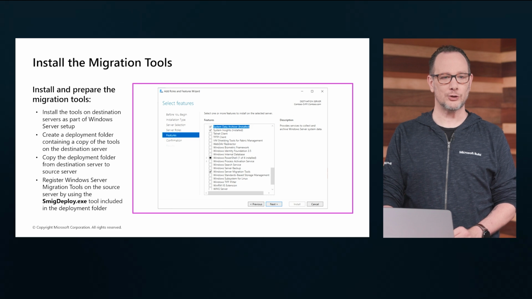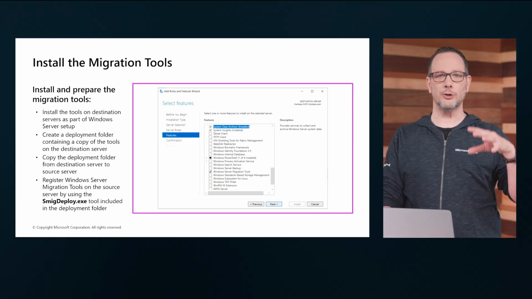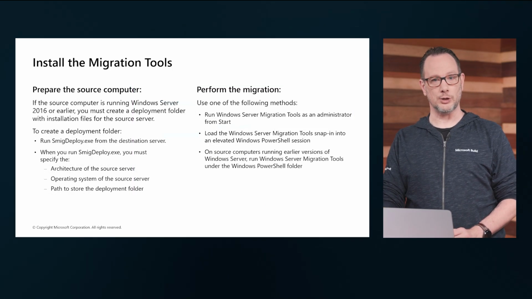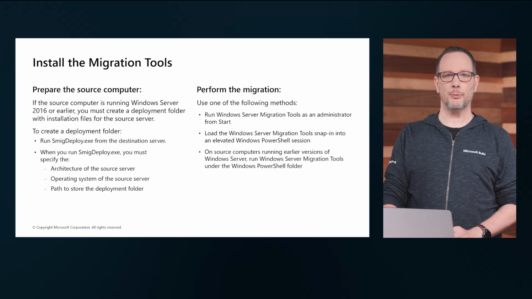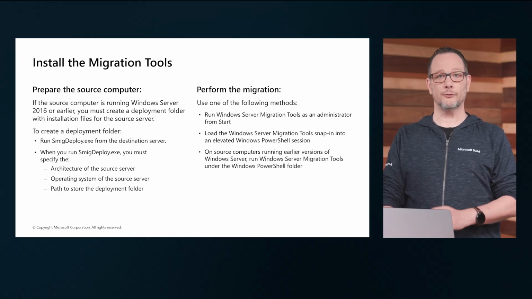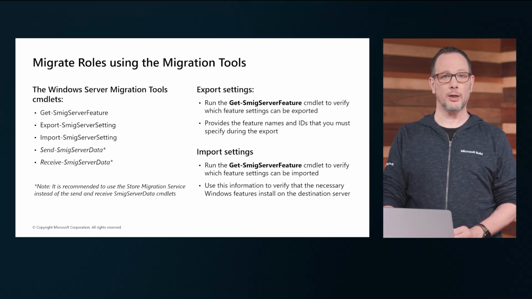So in short, how does it start? Obviously, you need to install the migration tools. It's part of the operating system, which means you go into your server roles and features, you add the migration tool, and then from there you start your migration. What it means is you're going to prepare the source computer. So you're going to define a deployment folder, and from there you're going to think about your migration, and then eventually you're going to make it work.